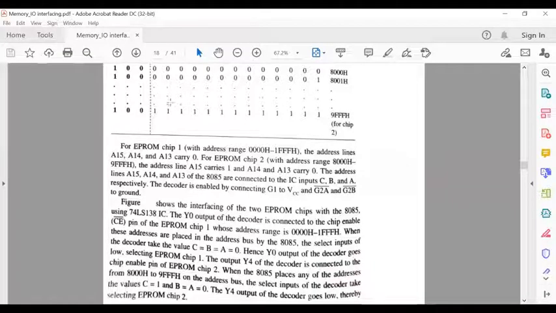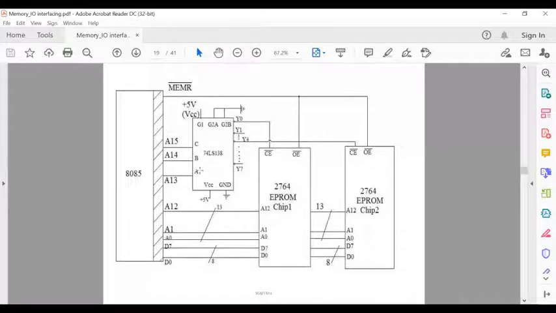So what will be the combination? One combination is 000 for EPROM 1, another is 100 for EPROM 2. When it is 000, which one will be affected? EPROM 1. When these are 000, only Y0 will be activated. So connect this Y0 to the chip enable pin of that IC. One IC is now interfaced with this microprocessor.